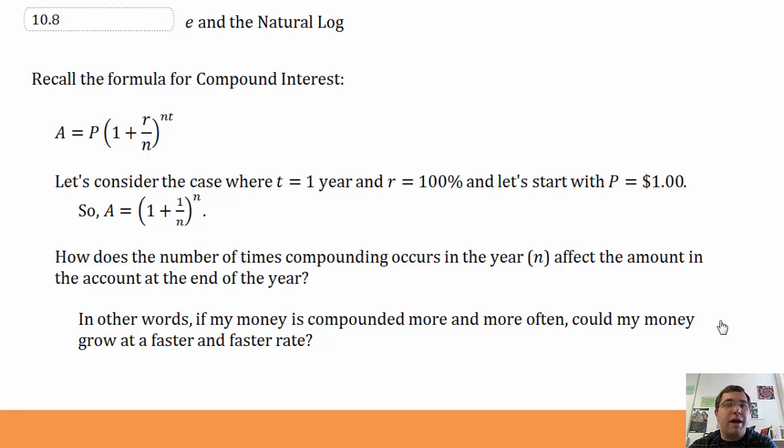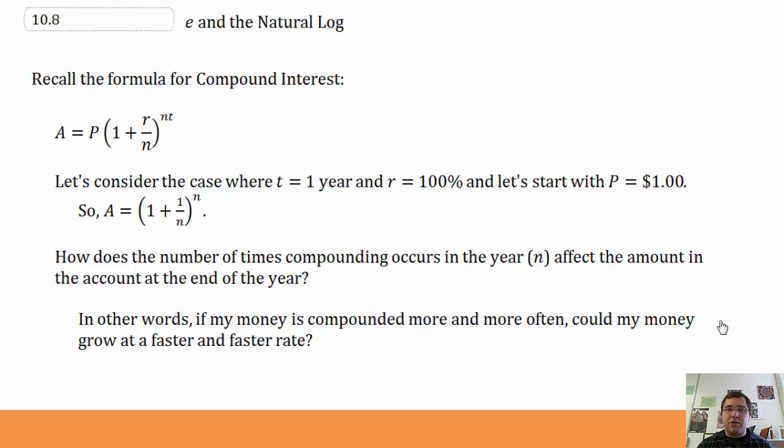This is section 10.8 of Honors Algebra 2, e and the natural log. Recall the formula for compound interest that we had in the last video and used in the last class. A equals P times (1 plus r over n) to the nt power, where r is the annual interest rate, n is the number of times in the year that your money is compounded, and t is the amount of time, and P is the amount of money you start with.